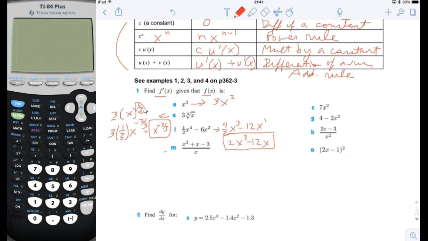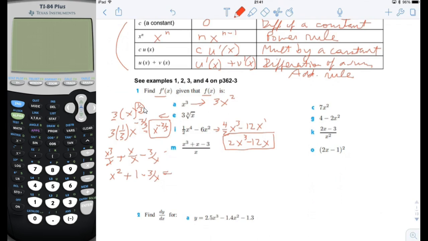First thing you're going to do is divide each thing by x. So you're going to have x cubed divided by x plus x divided by x minus 3 divided by x. And now you have 3 different terms. You can use the addition rule. So x cubed divided by x simplifies to x squared. X divided by x simplifies to 1. And negative 3 over x stays negative 3 over x.